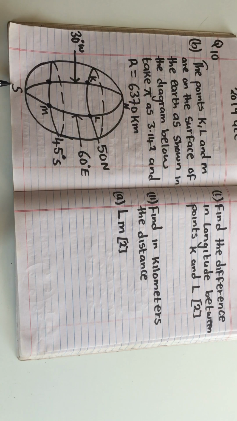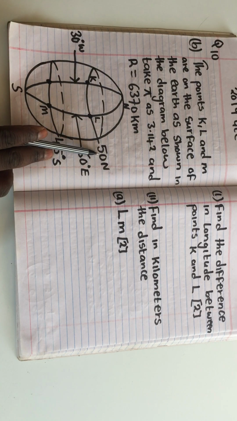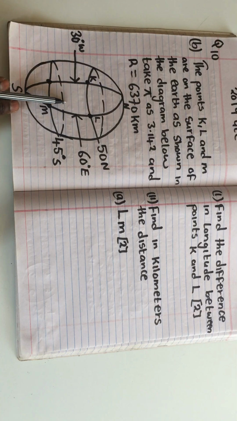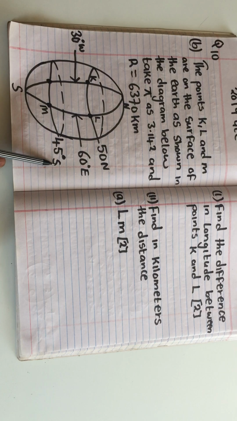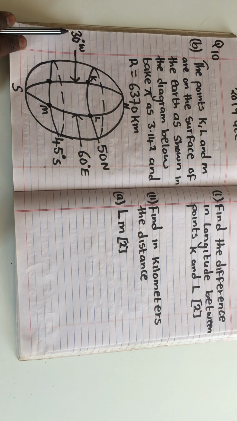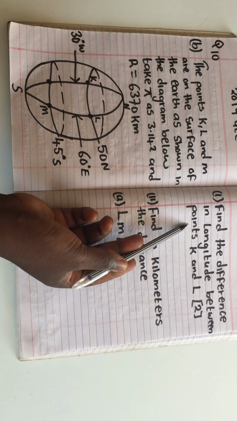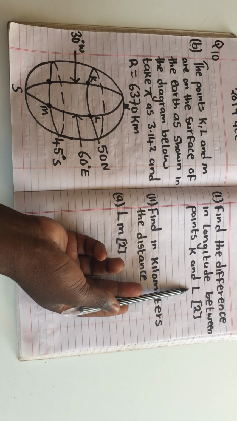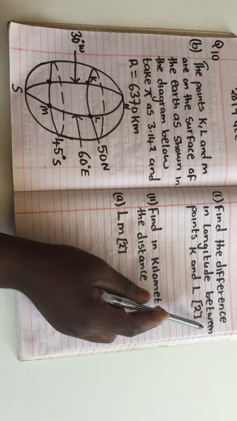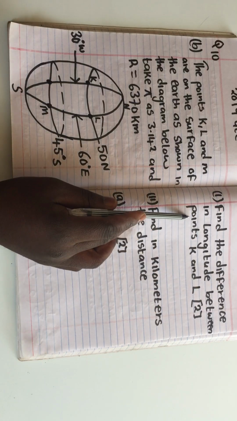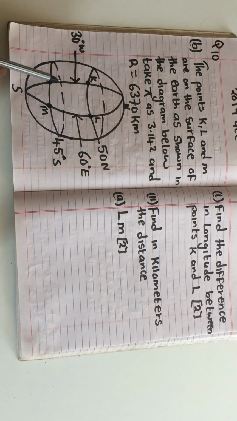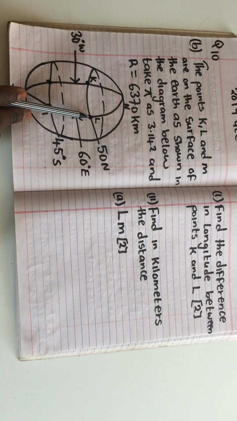This is north, south. This is L, 50 degrees north. The longitude is 60 degrees east. The latitude 45 degrees south. The longitude 30 degrees west. So the first question reads: find the difference in longitude between points K and L. Between which points? K and L.